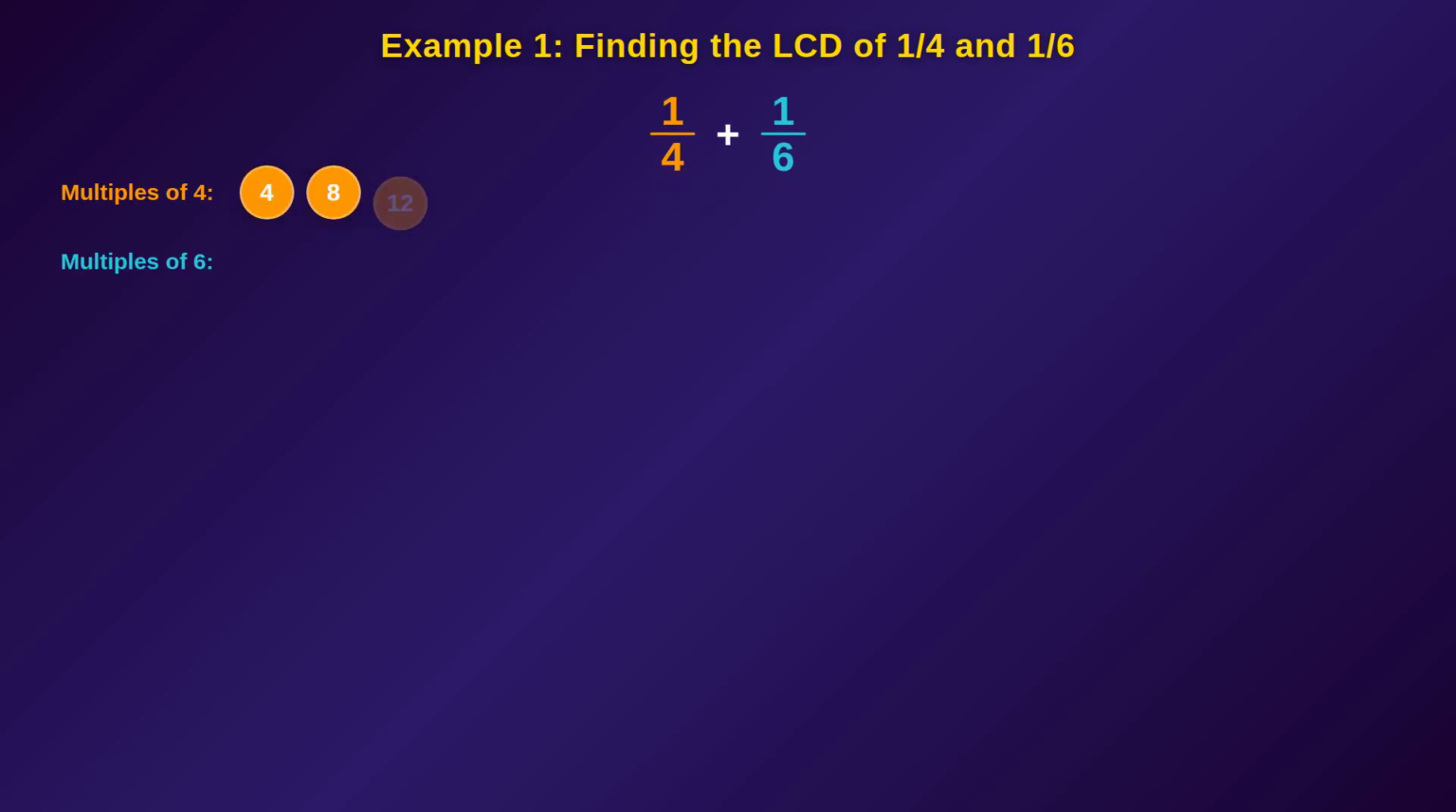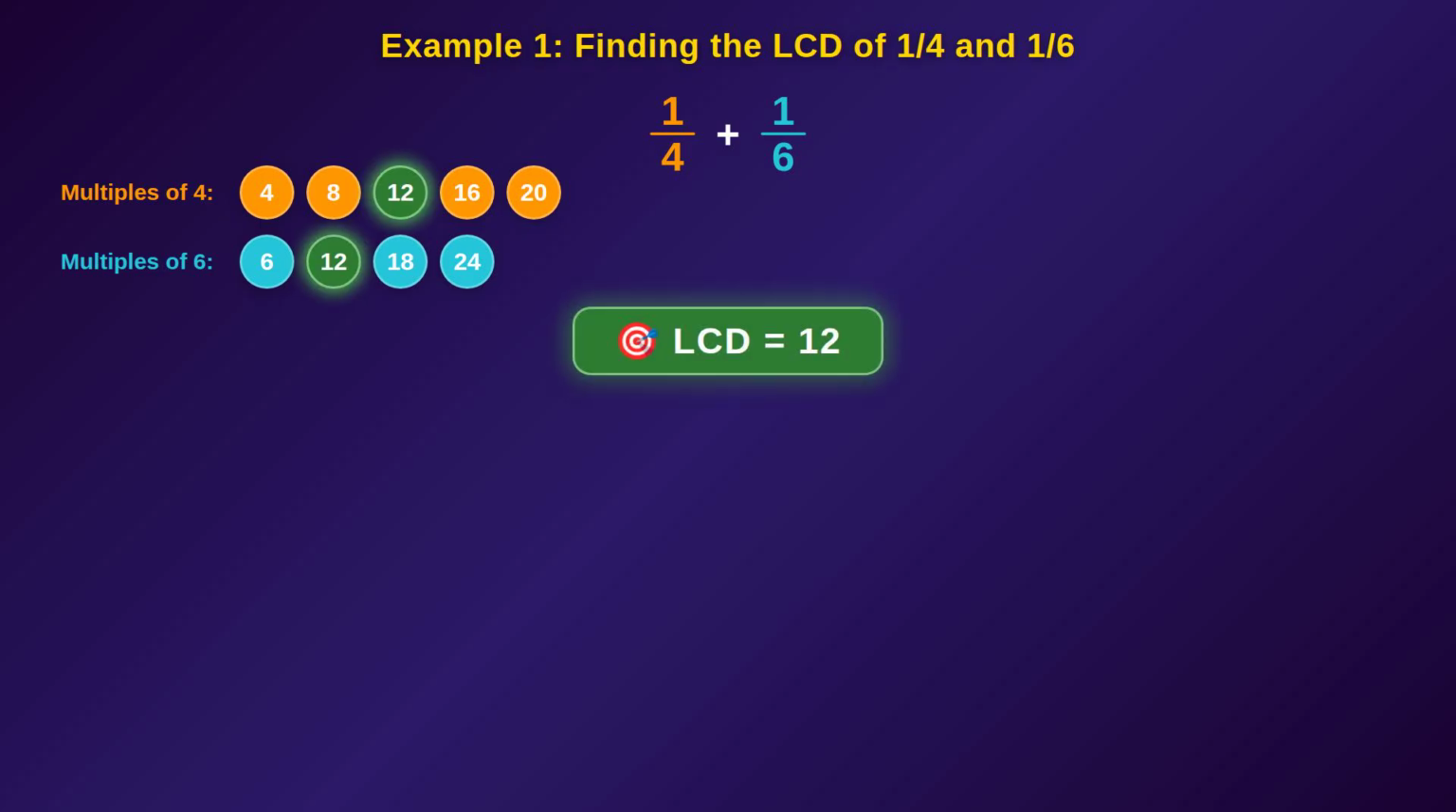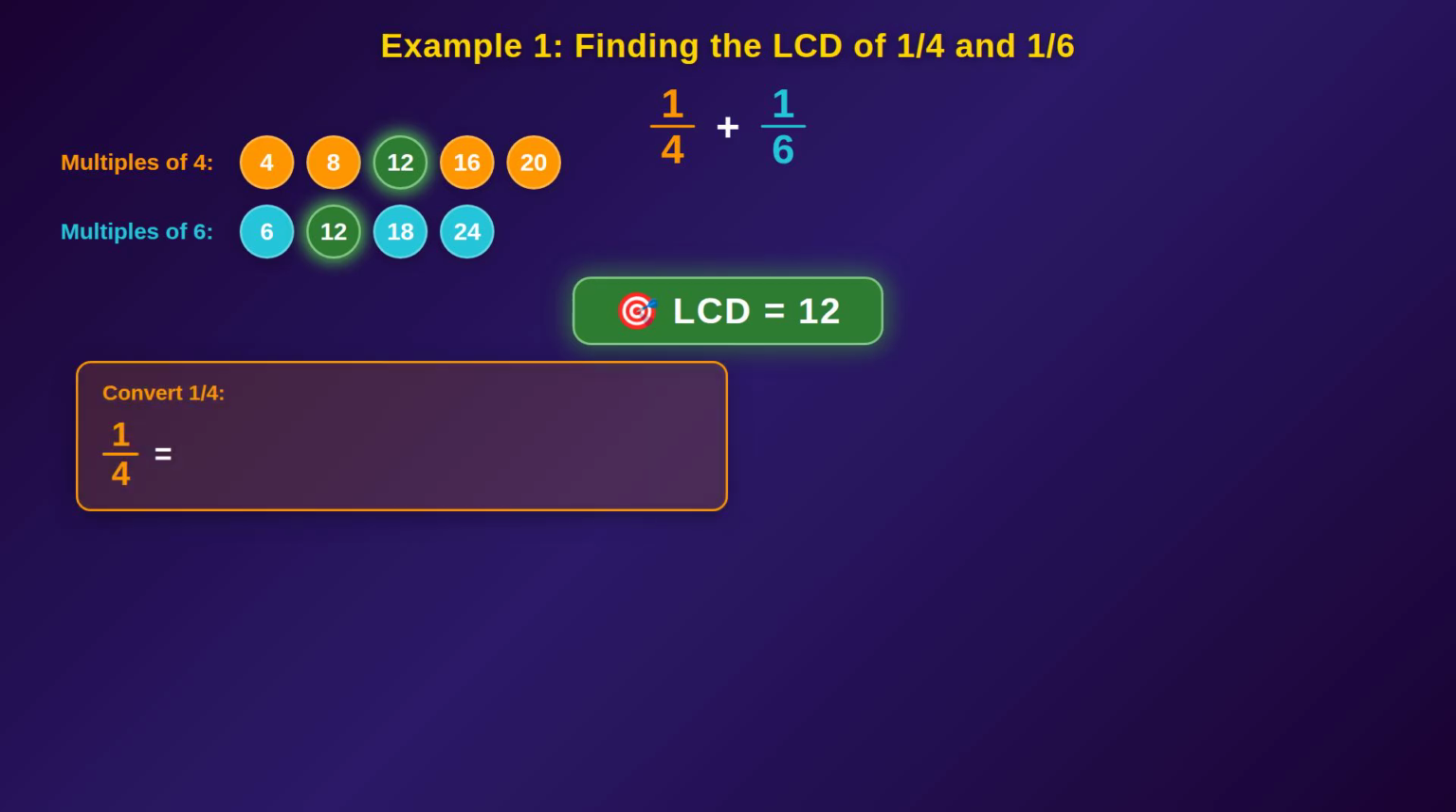Let's do our first example together. We need to find the common denominator for 1/4 and 1/6. Start by listing multiples. Multiples of 4 are 4, 8, 12, 16, 20. Multiples of 6 are 6, 12, 18, 24. Now look for the first number in both lists. It's 12, so our least common denominator is 12.